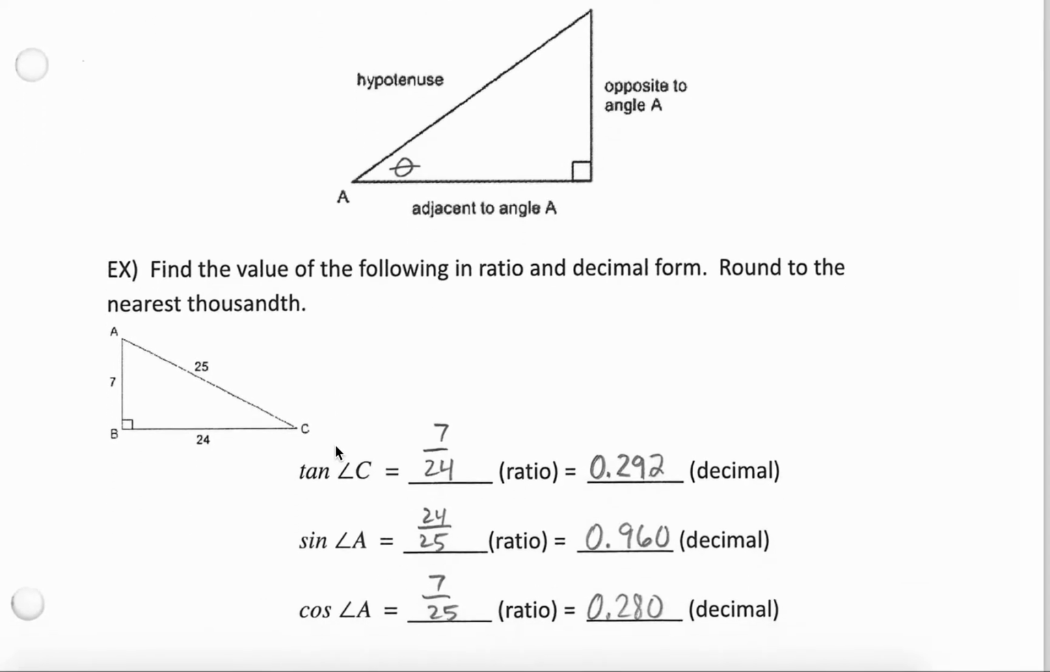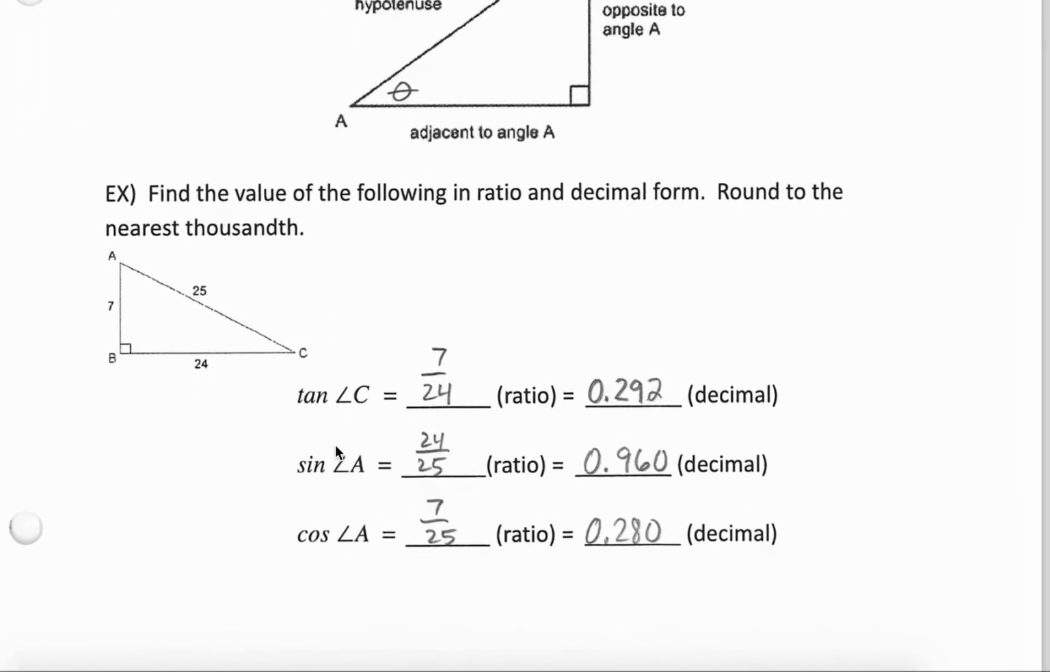Let's do some practice. Given this triangle, let's evaluate tangent of angle C. Evaluating tangent means we're going to be comparing the opposite side to the adjacent side. So angle C is my angle of reference being asked here. So relative to that position, 7 is opposite and 24 is adjacent.